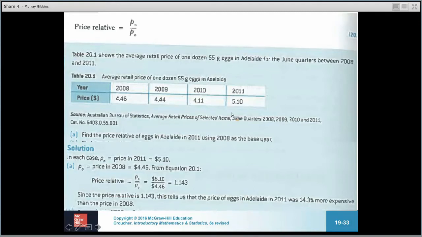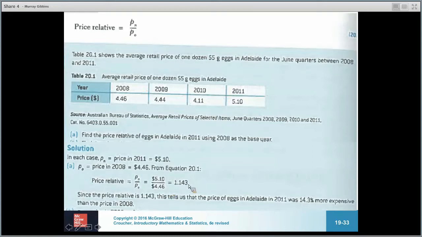So if it said, look, I'd like to find the price relative if 2008 was the base period for 2011 for eggs, we pick up the data for 2011 and divide by the data for 2008. We get $5.10 divided by $4.46 equals 1.143. It makes sense that if both values were the same, if it was $5.10 on top and $5.10 underneath, we'd end up with one. There would be no increase. Because we get $5.10 over $4.46, we get 1.143.